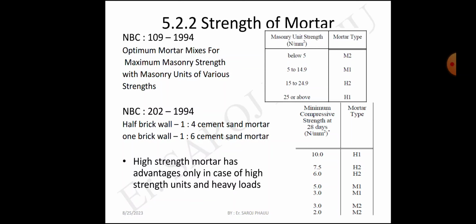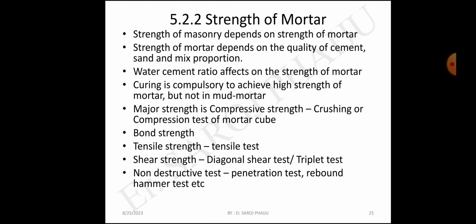Half brick wall 1:4 cement sand mortar, 1 brick wall 1:6 cement sand mortar. High strength mortar has advantages only in case of high strength units and heavy load. Minimum compressive strength at 28 days in Newton per mm square and mortar type: 10 H1, 7.5 H2, 6 H2, 5.0 M1, 3.0 M1, 3.0 M2, 2.0 M2.